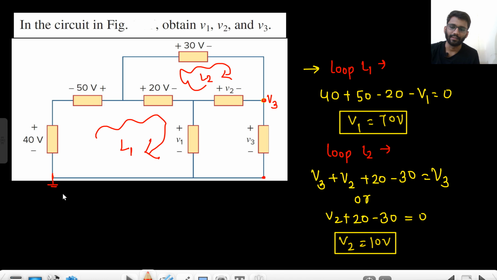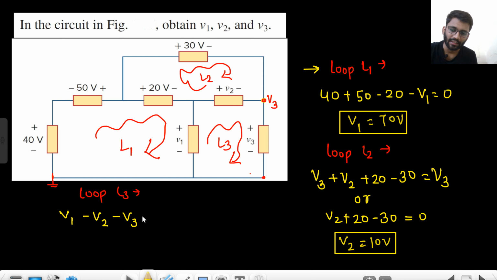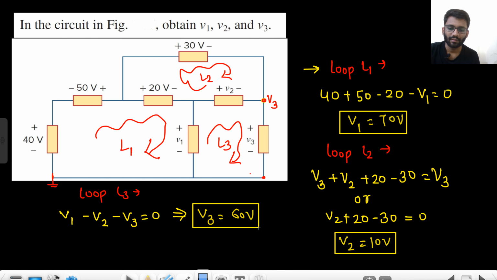Now loop L3. First, for finding V3, what loop can I choose? I can choose any loop. I can choose this complete loop, I can go like this. I can choose this loop as well. So for finding V3, we can write many equations. If I start from here, V1 minus V2 minus V3 equals 0. So basically V3 is V1 minus V2. That means 60 volt. V3 is 60 volt. V1 minus V2 is equal to V3, so 70 minus 10, that is equal to 60 volt.